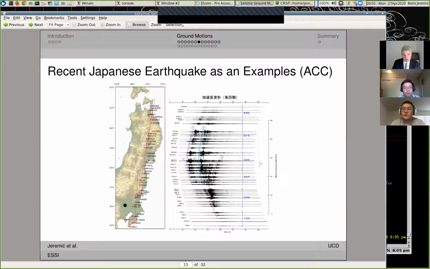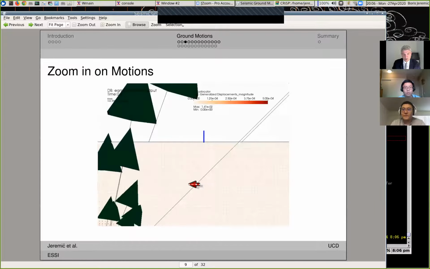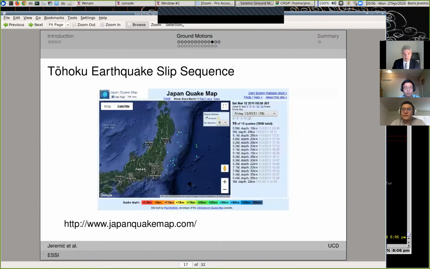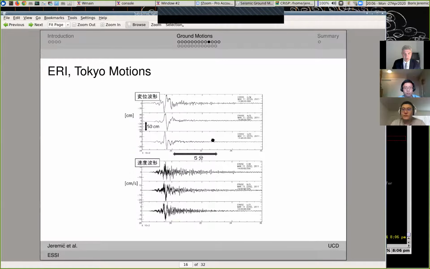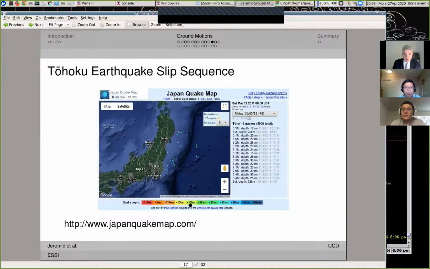But see, Tokyo is a big flat geology. There's no topography really. It's all very, very soft soil. So these are the actual motions that were measured in Tokyo. Significant displacements. Look here. Almost 30 displacements down, 20, so almost half a meter going up and down in Tokyo in a few seconds. Here's an interesting animation that's actually on Japan Quake Map.